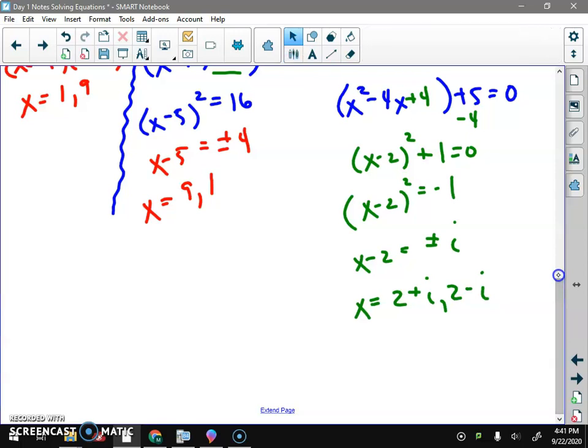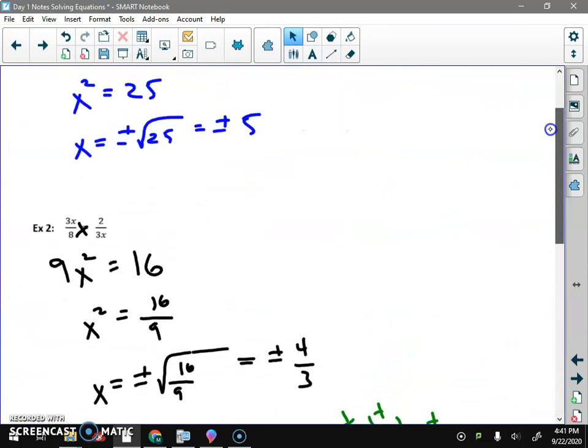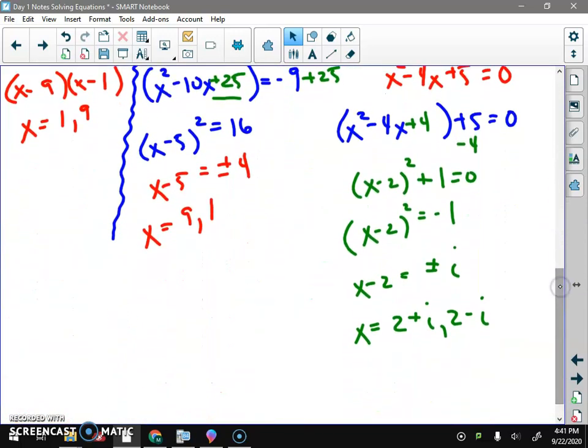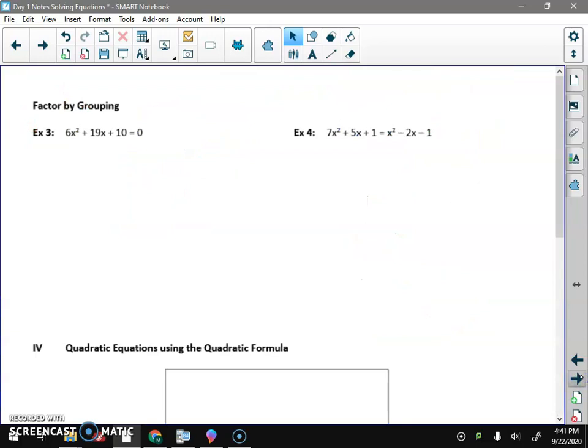Roots always come in pairs. In this case, they're both imaginary. Again, a couple tools in our toolbox. What do we got? We got the square root principle, we got factoring, we got completing the square. You should be comfortable with all methods. If you're not, that's what practice is all about. All right, let's keep rolling.